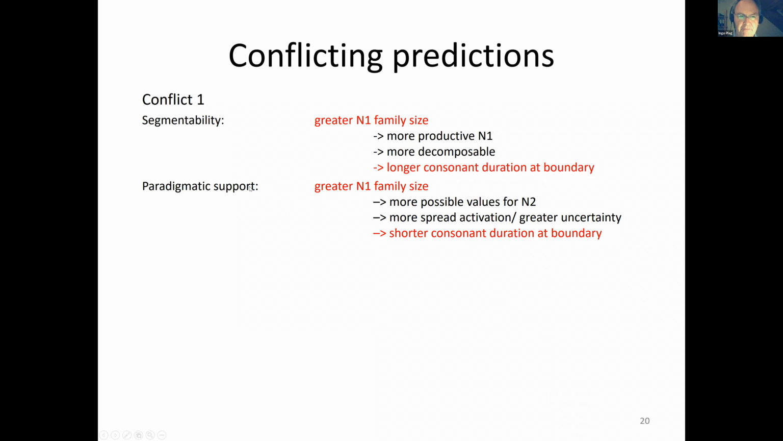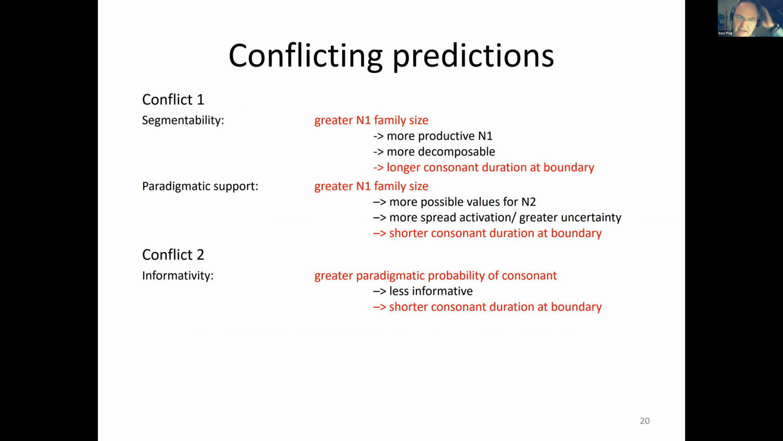There's the paradigmatic support hypothesis that would predict the exact opposite based on the same measurement. The greater the N1 family size, the paradigmatic support people would say, the more possible values you get for N2, the more spread activation or uncertainty you have, and therefore the consonant duration should be shorter because of this uncertainty. If you have tons of other possibilities, you don't know what's coming, and therefore pronunciation becomes shorter. Another conflict is between informativity and paradigmatic support.